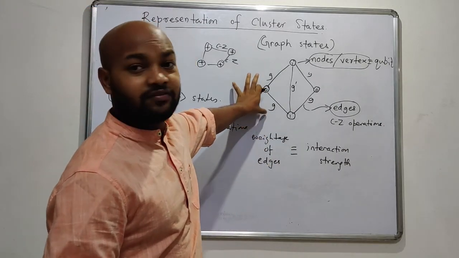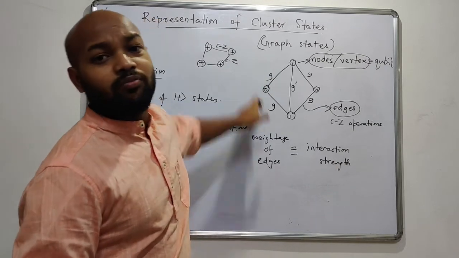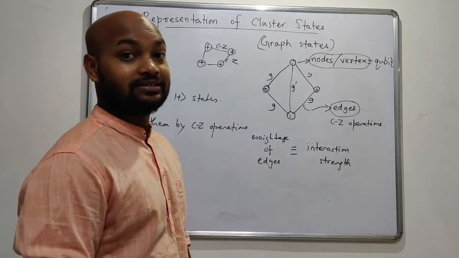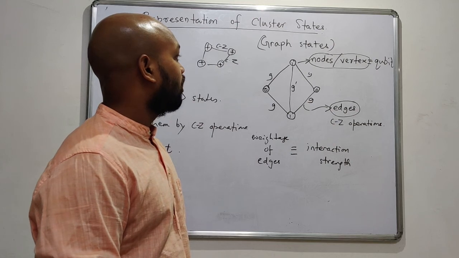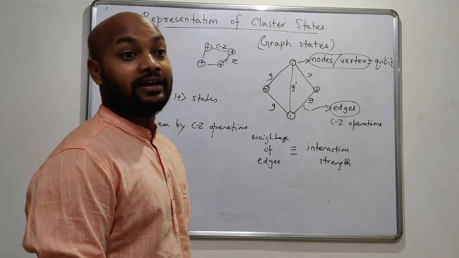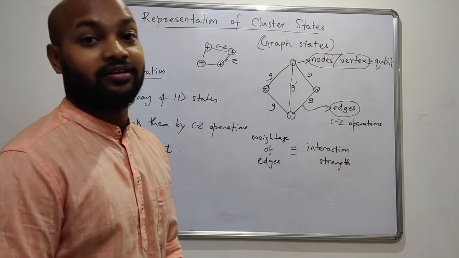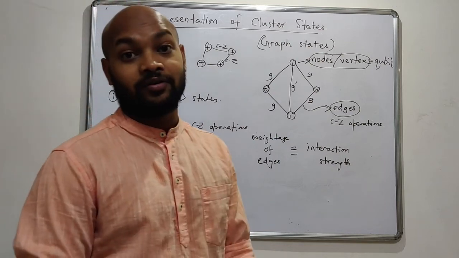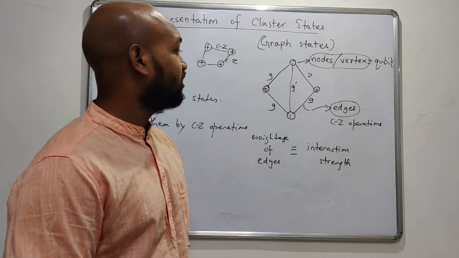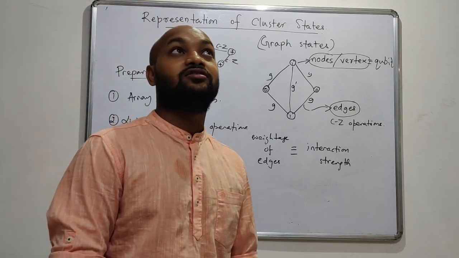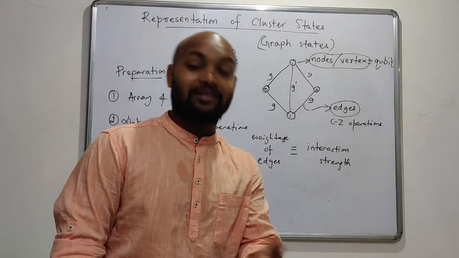Another beauty about these graph states is they could also be mapped to a matrix, and that matrix is known as the adjacency matrix. I'm very bad at English, so forgive me for my pronunciation. Let's see it in the next lecture.